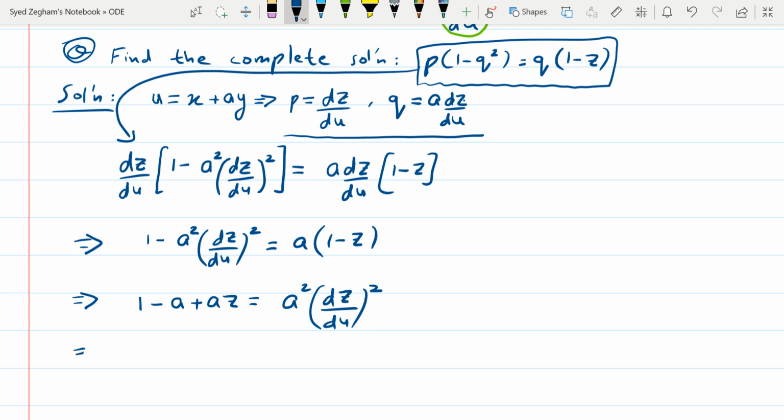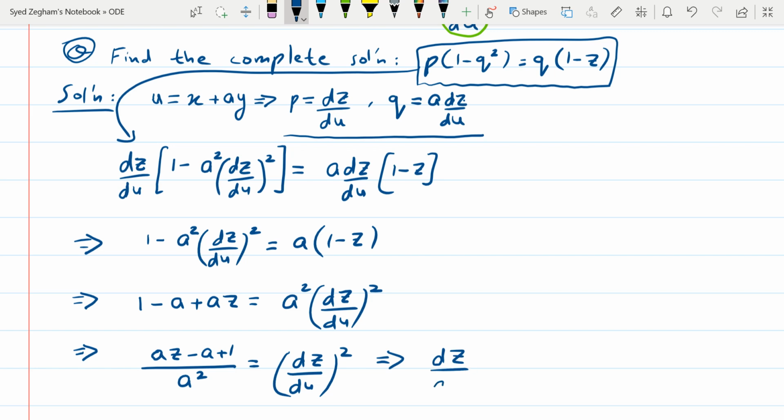And this gives us that az minus a plus 1 divided by a square is equal to dz by du whole square, right? And when you take the square root of both sides, my equation becomes dz by du is equal to az minus a plus 1 with a square root divided by square root of a square, that will be simply a.